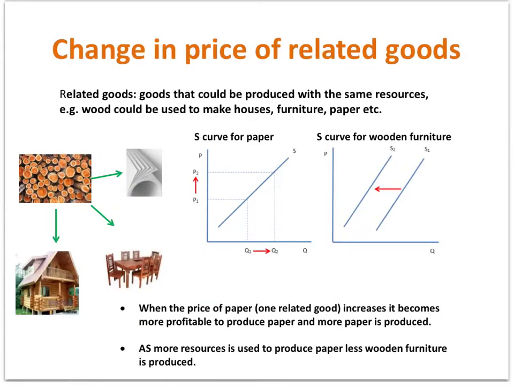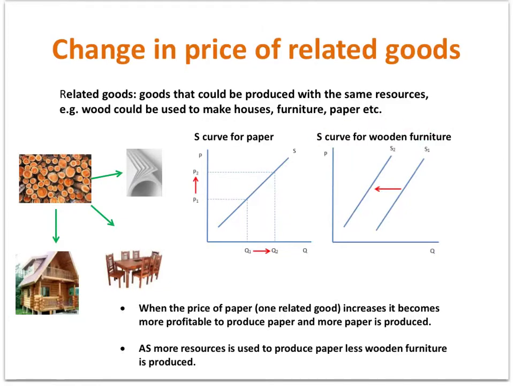The supply of a good will also be affected by changing price of related goods. Related goods are goods that could be produced with the same resources. So, for example, if the resource is wood, we could use this wood to make paper, to make wooden furniture, or to build a house. So, paper, furniture, and houses will be related goods from the point of view of the producer. A change in price of one related good will affect the supply of the other related good.